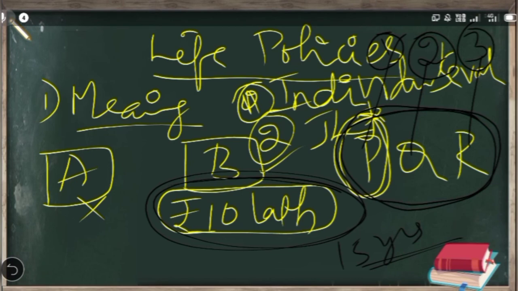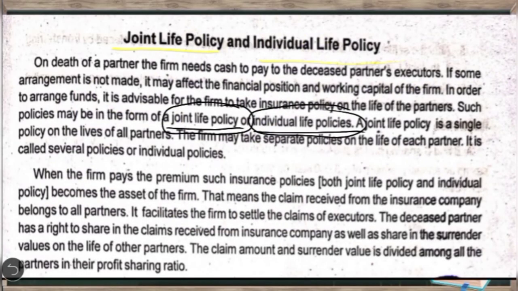So it depends on the number of partners who are engaged in the firm. Okay. So the individual policies are separate policies which are taken up on the life of each individual partner. So they are also called several policies.